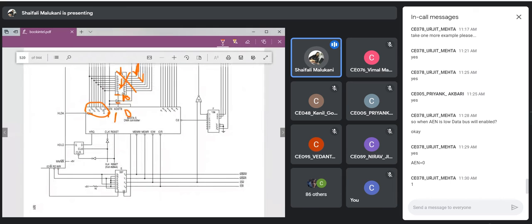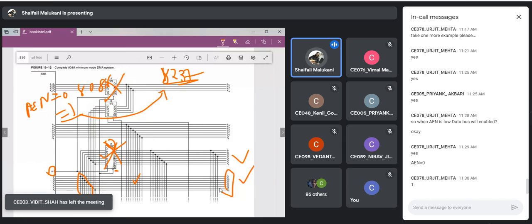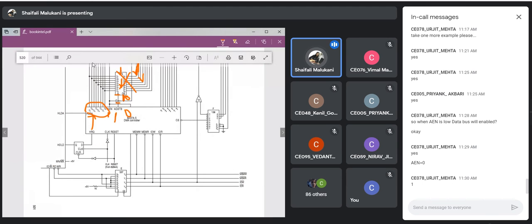So now what will happen? Suppose the data is changed, then where will they appear? They will appear somewhere here. They are connected here. And what are those? They are D0 to D7. So now my data lines are acting as data lines whenever this is disabled. My data lines are acting as address lines whenever this is 1. I hope it is making sense to you.